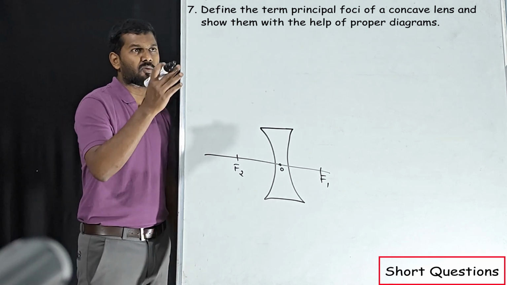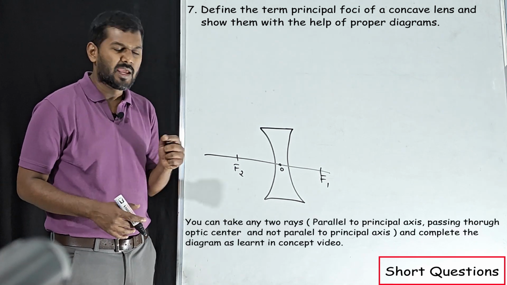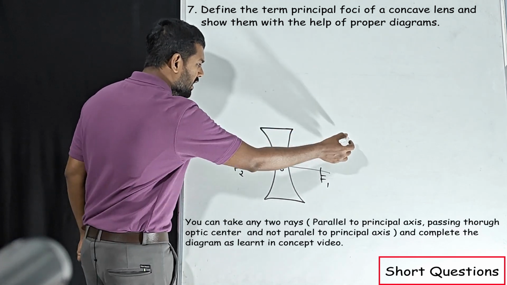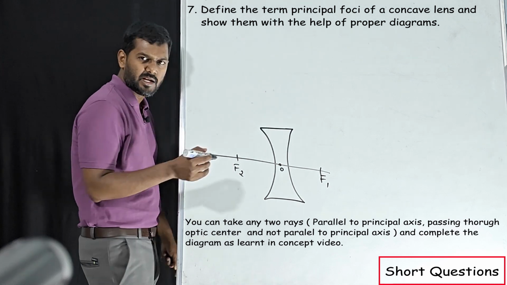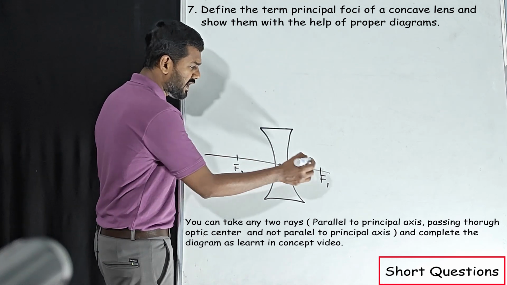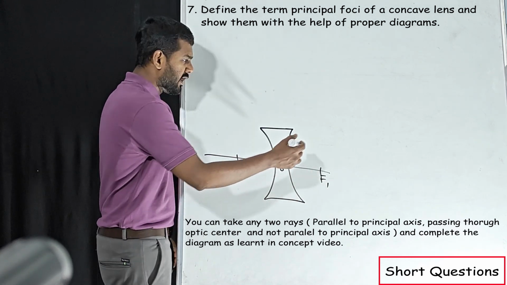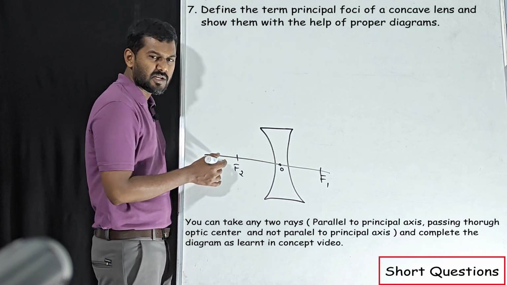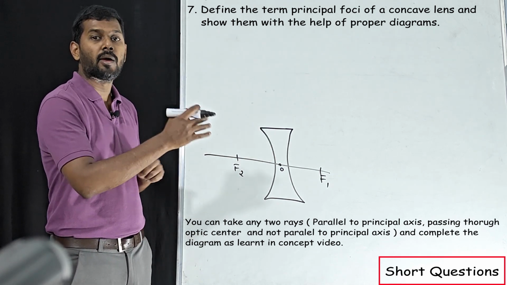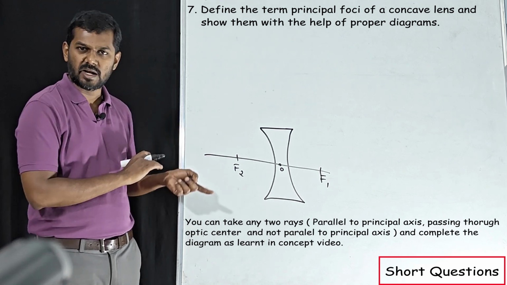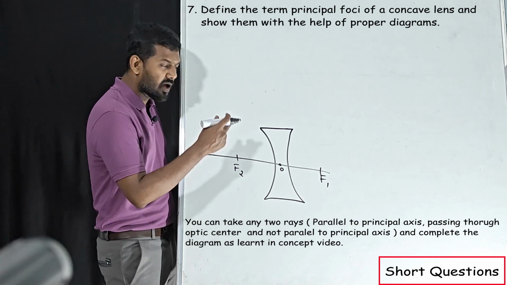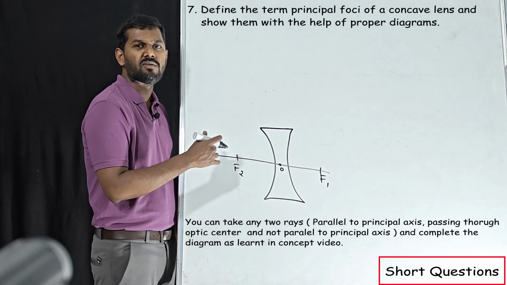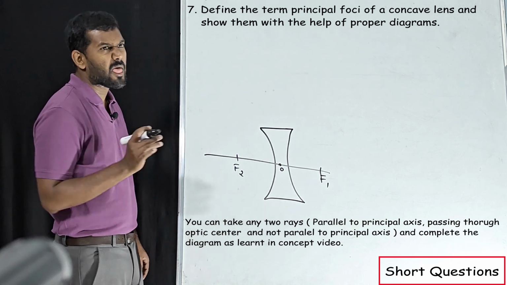Now, what do you mean by principal foci? A ray can enter from this side or this side, correct? If it is passing from this side, this will be the focus. If it is passing from this side, it will diverge, correct? It will diverge and this will be the focus. So a ray can pass on either side of the lens, hence the concave lens has two principal foci.